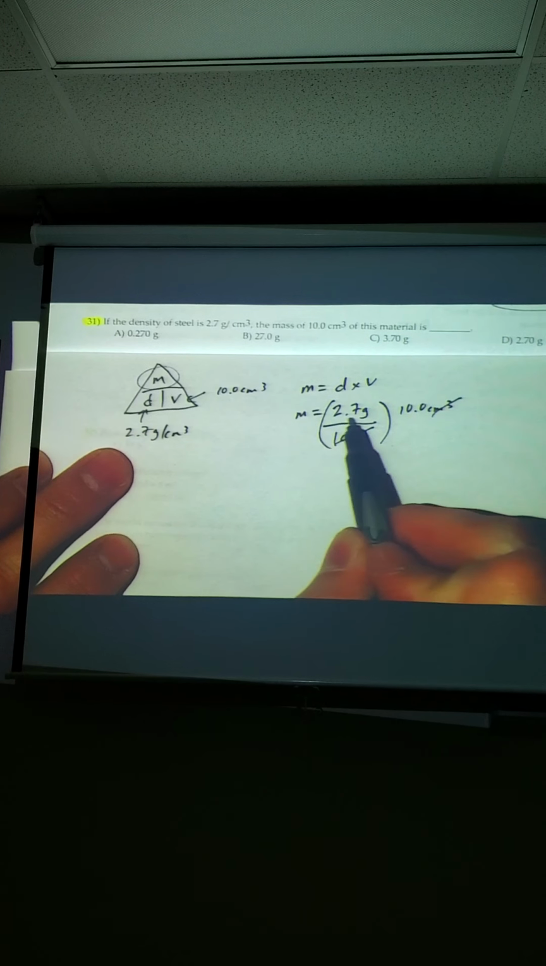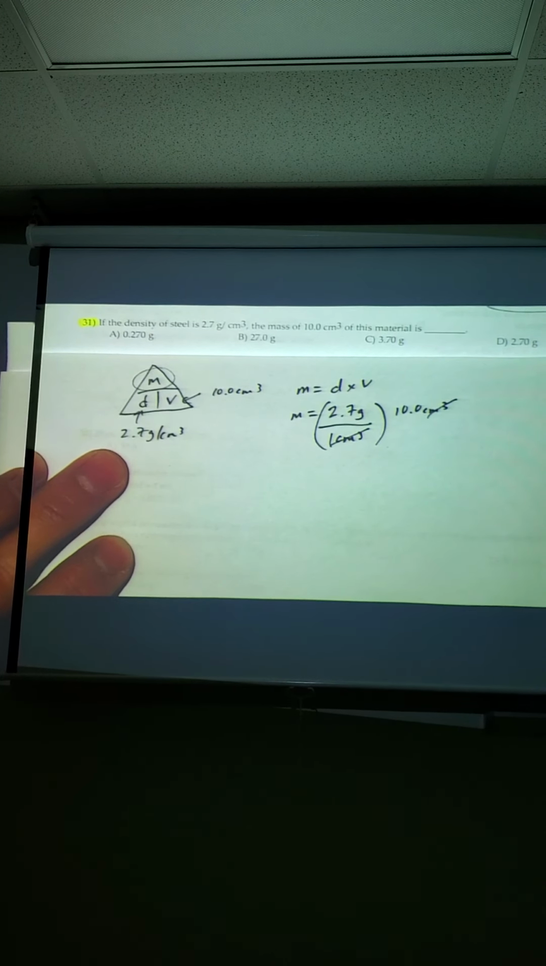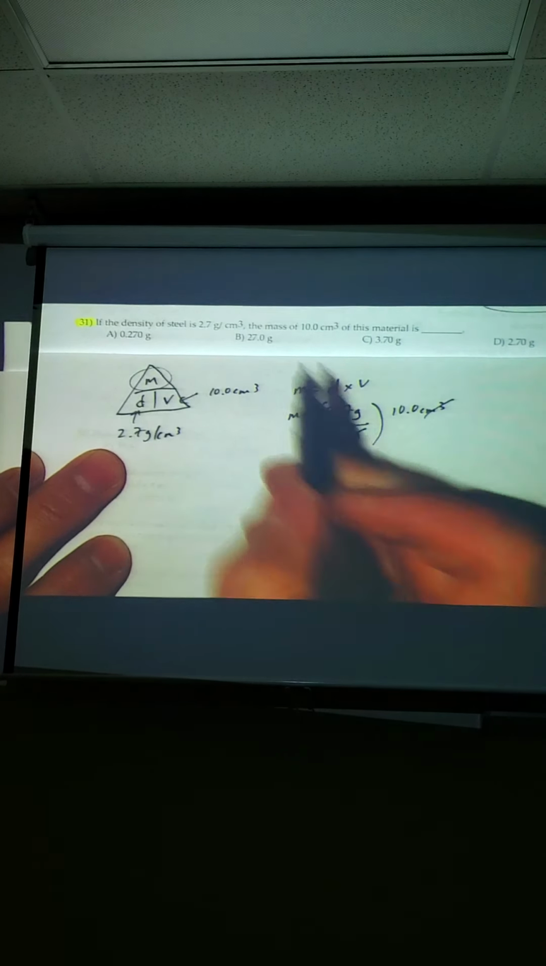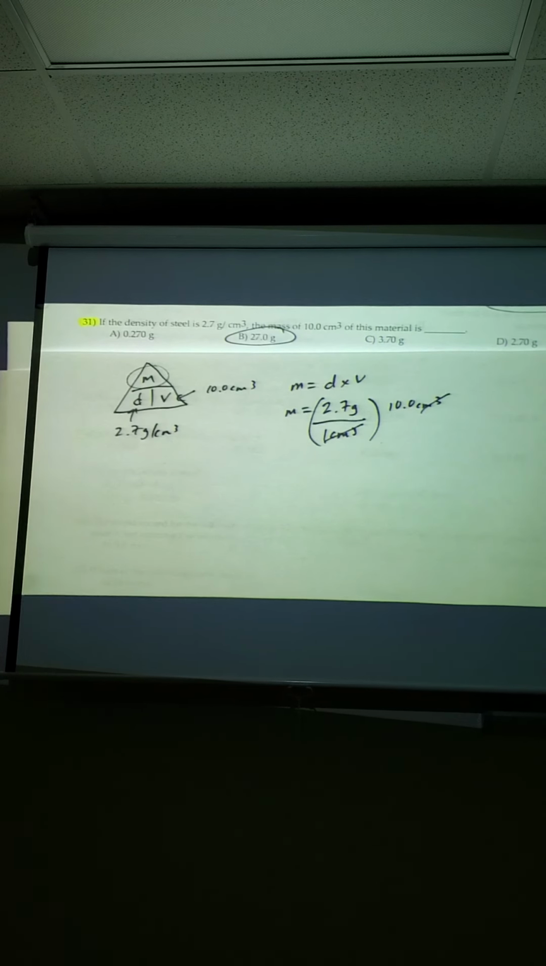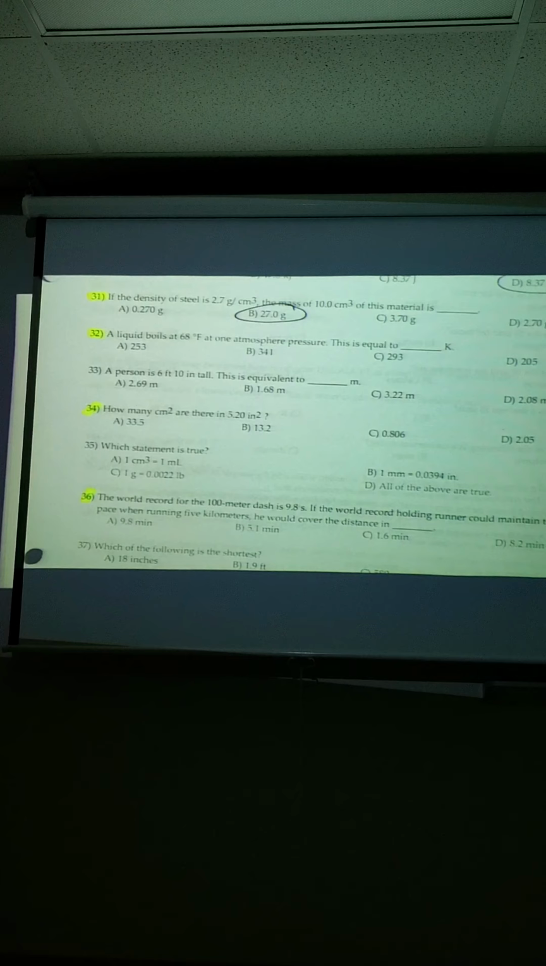Notice we have two significant figures versus three. What we want here is 27. Probably an extra sig fig there, and that might be a mistake in the textbook, but it's the only 27 that we have to choose from.